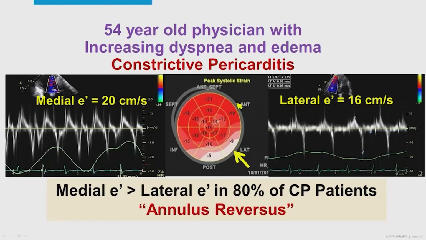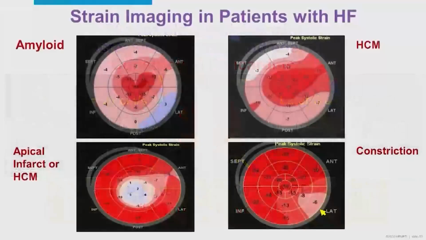In myocardial disease, it is lower, but it is higher at the lateral and lower at the medial level. So again, this is a paradoxical nature of the relationship there. And we call this annulus reversus because it's the reverse of the normal situation, as we see. And I think that you probably will be using it in heart failure patients.